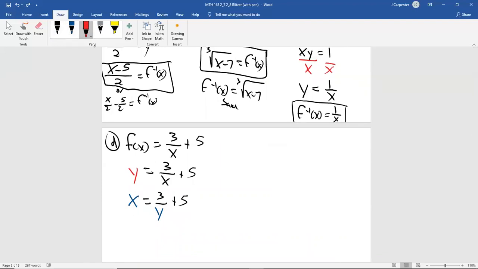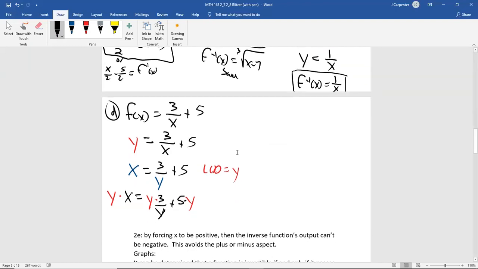So we say, okay, well, what's our LCD? Well, it would be y. It's the only denominator. So we multiply the x by the y, the 3 over y by the y, and the 5 by the y. You might notice I put the y after the 5 instead of in front of like the others. That does not matter. Multiplication order is arbitrary.